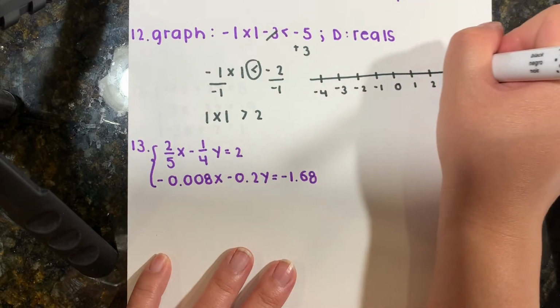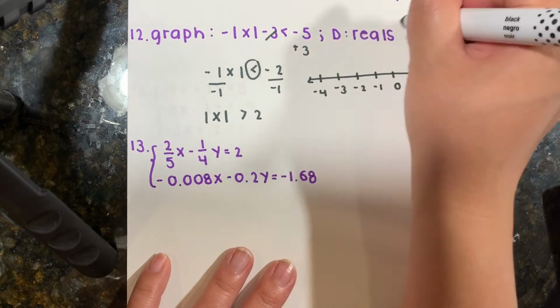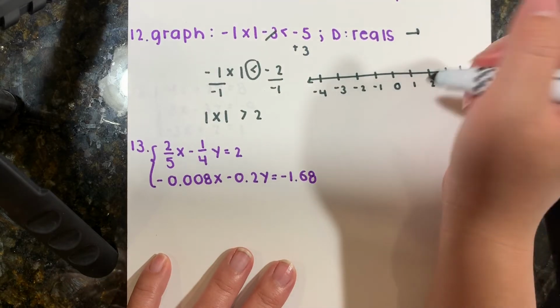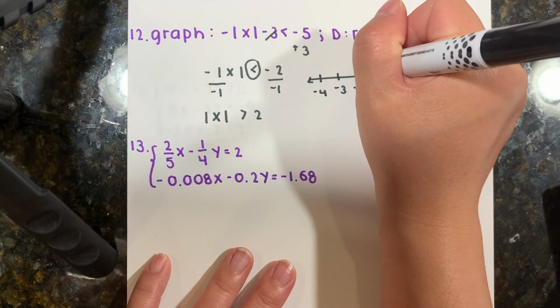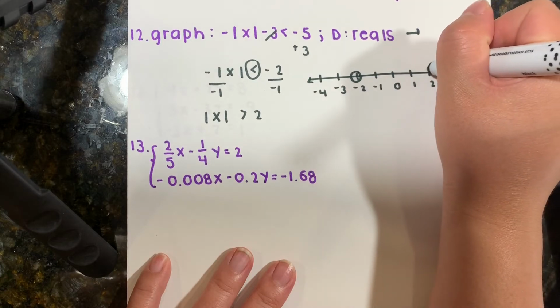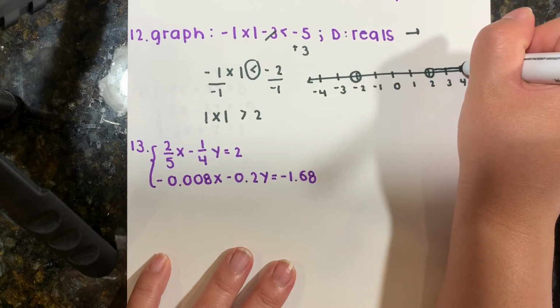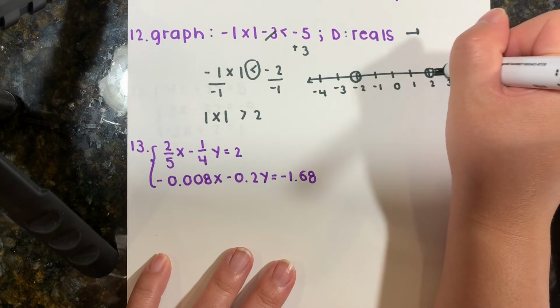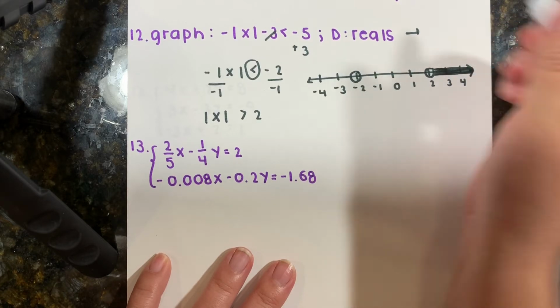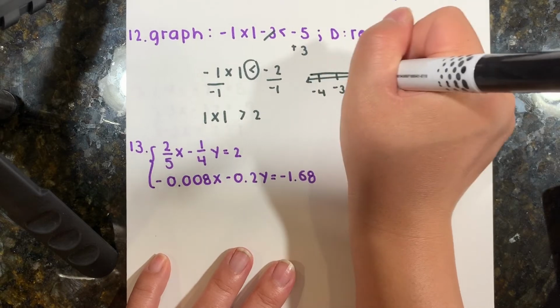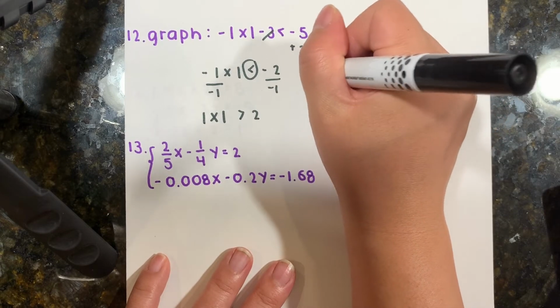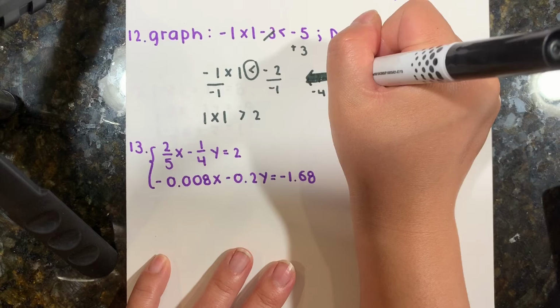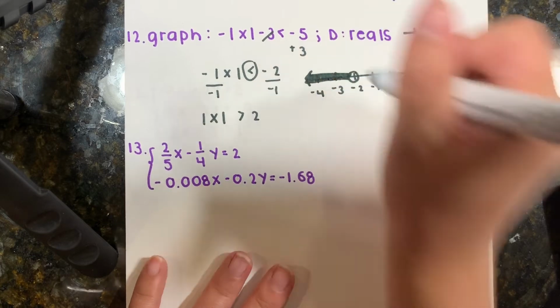We are doing this for real, so it's going to be a point with an arrow. So on 2 and negative 2, I'm going to have open circles because there's no equal sign. And then again, you're going to point these away from each other. So it should be a dark line going away from each other. So your graph should look like that.